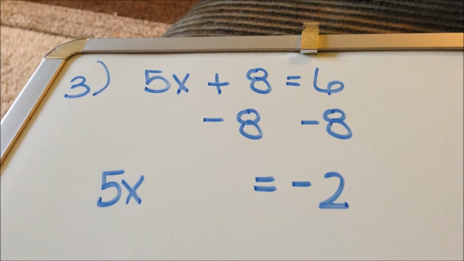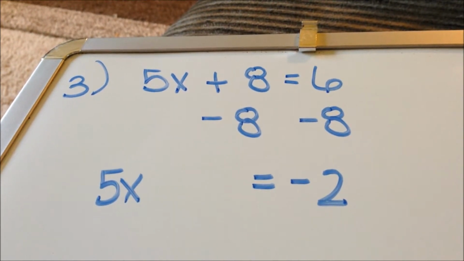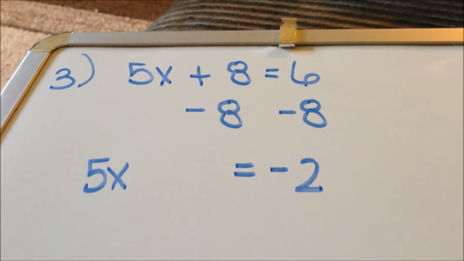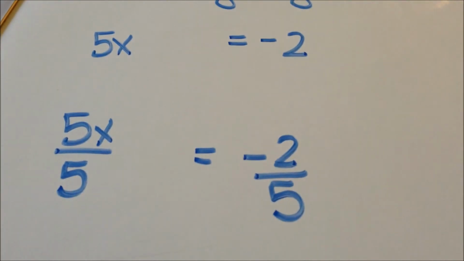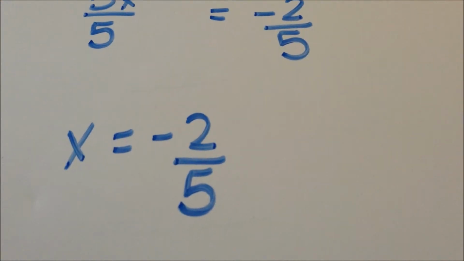Number 3, 5x plus 8 equals 6. First, subtract 8 from both sides of the equal sign. We get 5x equals negative 2. Next, divide both sides of the equal sign by 5. Our final answer is x equals negative 2/5.